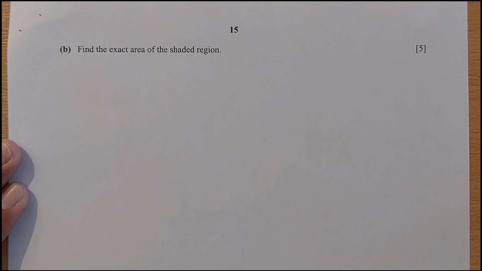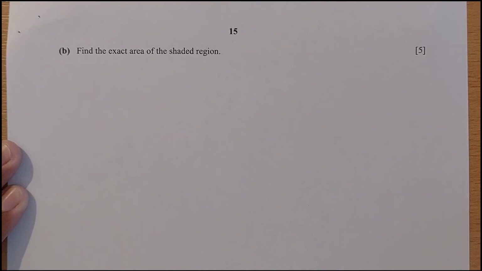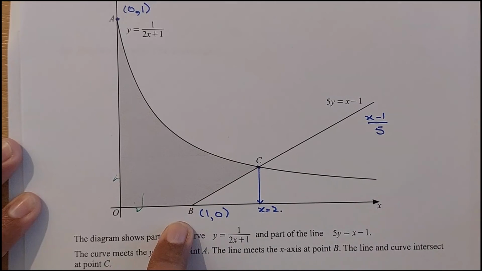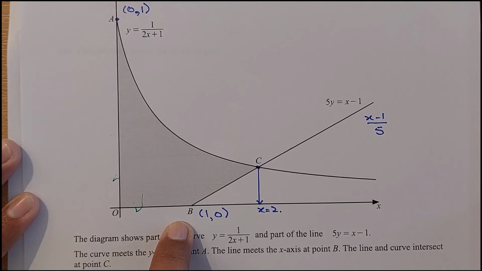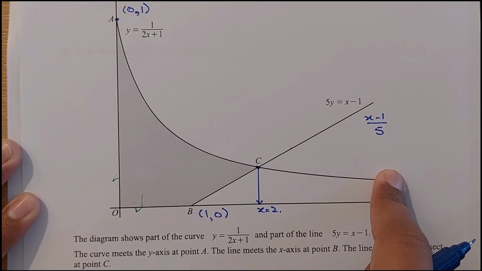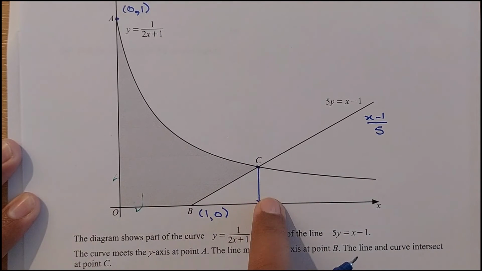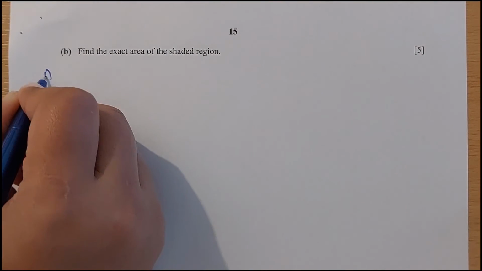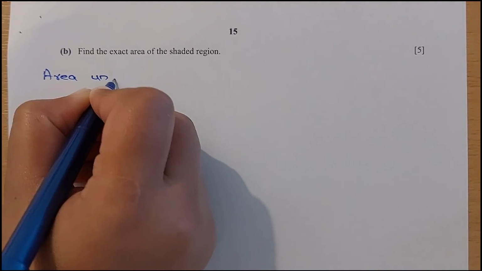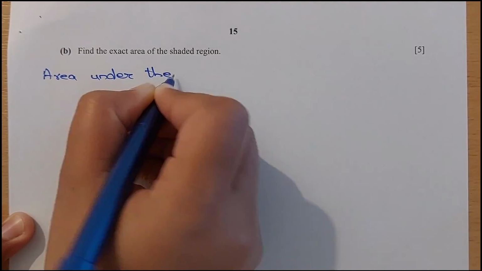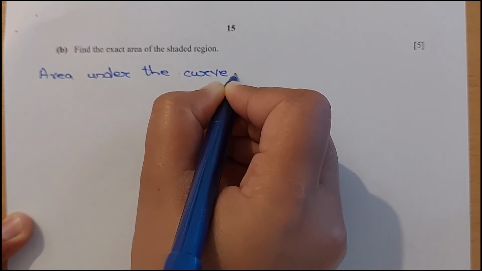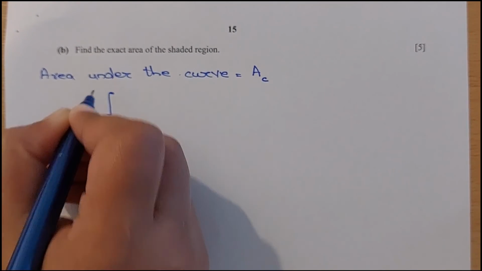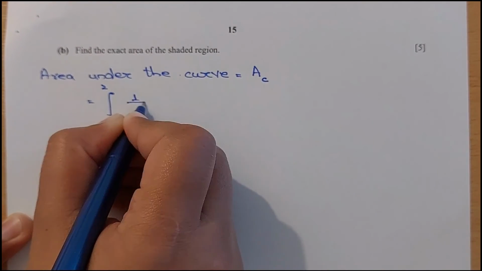Now for the B part, find the exact area of the shaded region. This is the shaded region. You can see you have this curve and this line. Basically we need to find the area between the curve and the line. So let me find the area under the curve between x is 0 to 2. So integration, right? Area under the curve AC equals the integration between x is 0 to 2 of the function 1 divided by 2x plus 1 dx.